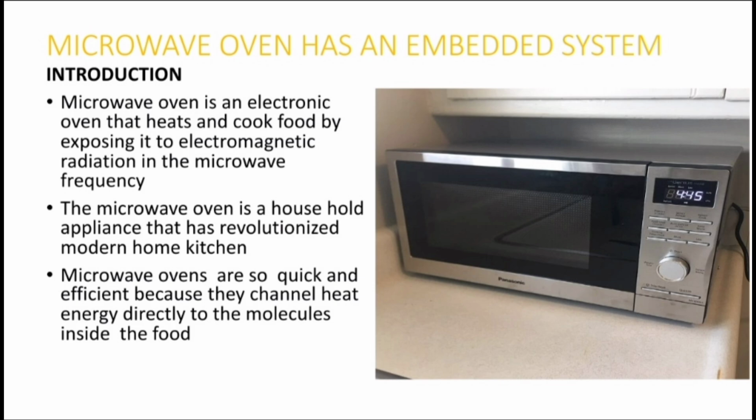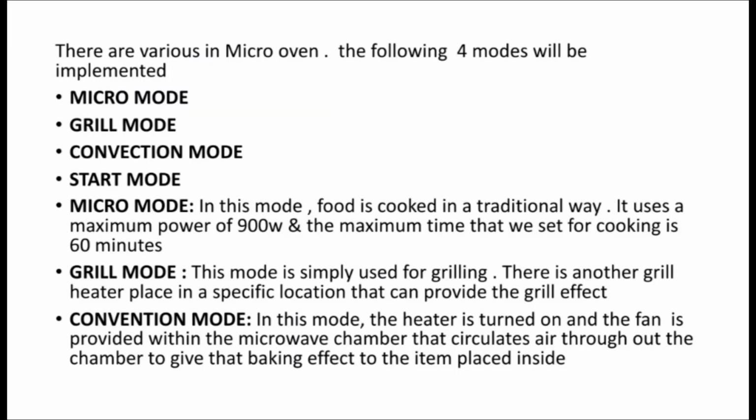Introduction. A microwave oven is an electronic oven that heats and cooks food by exposing it to electromagnetic radiation in the microwave frequency. The microwave oven is a household appliance that has revolutionized the modern home kitchen. Microwave ovens are so quick and efficient because they channel heat energy directly to the molecules inside food. Now there are various modes in the microwave oven.